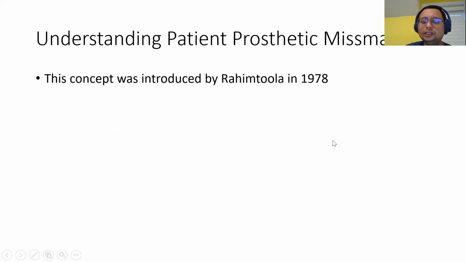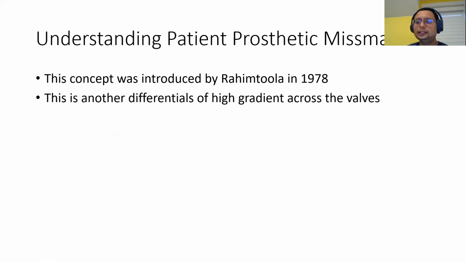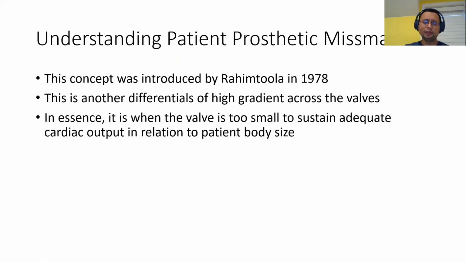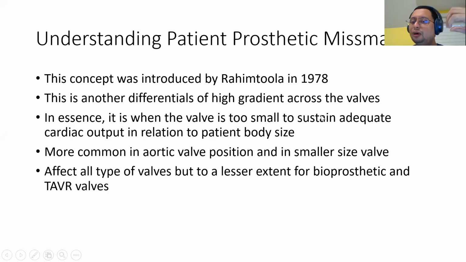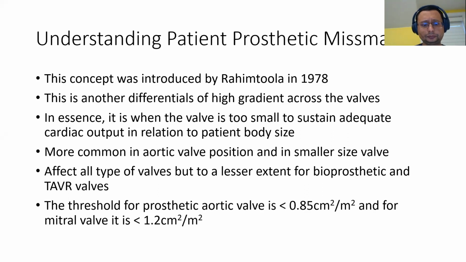What about patient prosthetic mismatch? This concept was introduced by Rahimtoola in 1978. So this is another differential diagnosis of high gradient across valve. In essence, it is when the valve is too small to sustain adequate cardiac output in relation to patient body size. It's more common in aortic valve position and in smaller size valve. It affects all types of valve, mechanical, bioprosthetic, or even TAVR valve, but to a lesser extent.